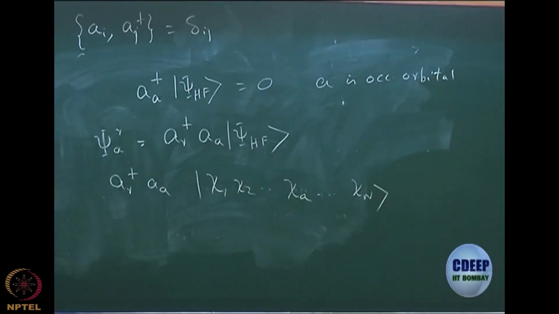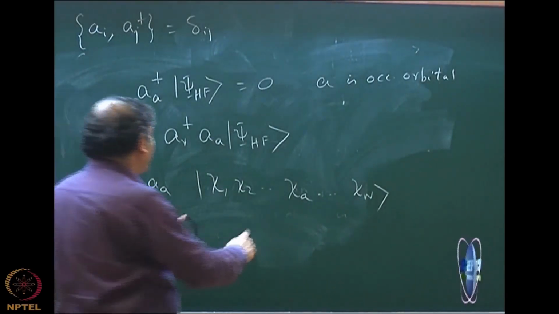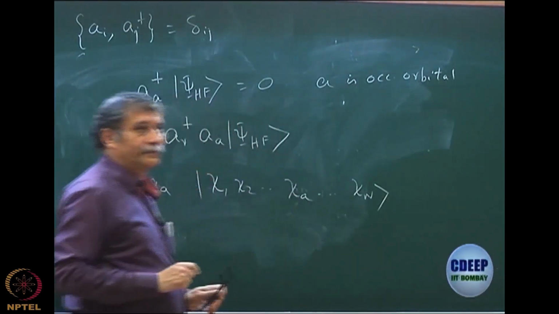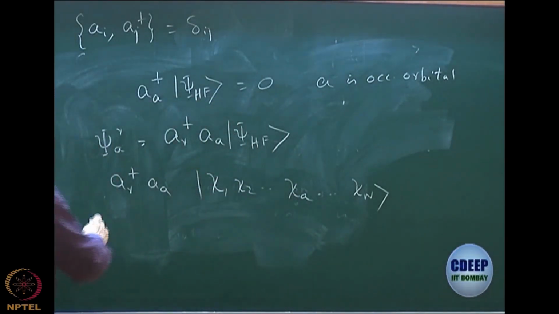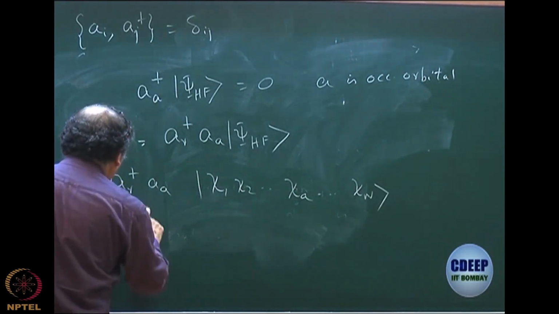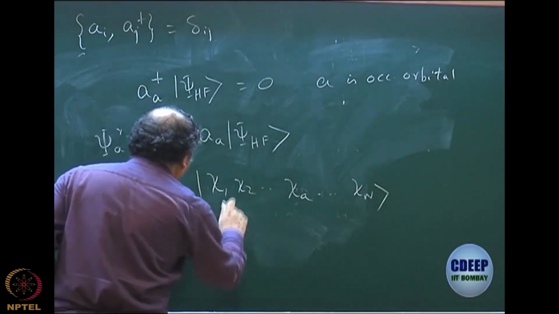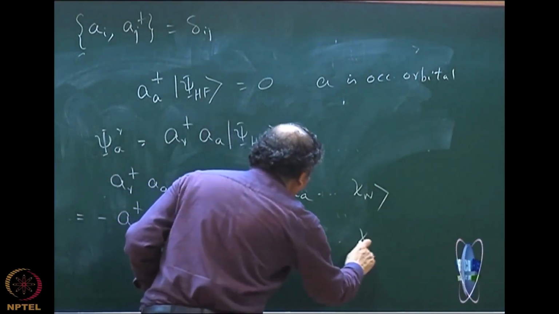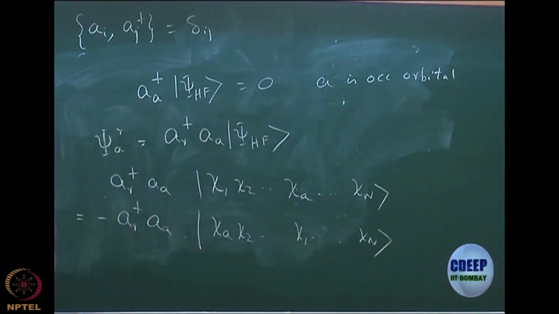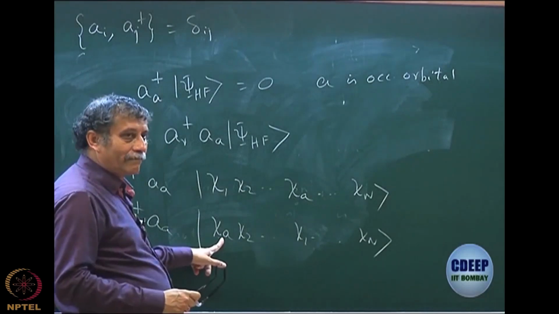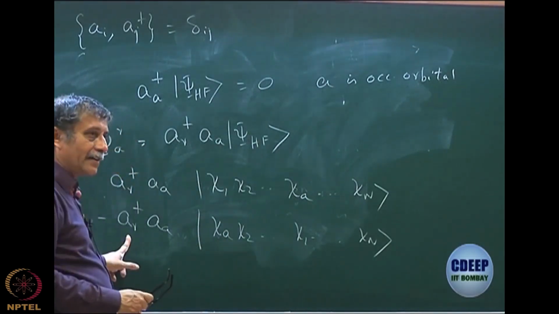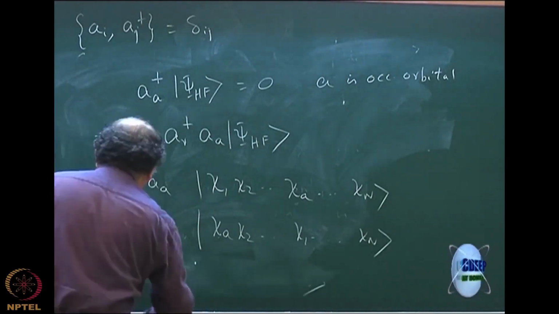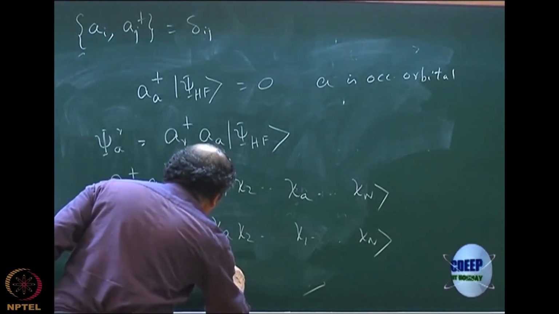Okay. So, before I do this, I use my trick. I interchange chi 1 and chi A, just one interchange. So, this becomes minus a R dagger a A, and this becomes chi A, chi 2, chi 1, chi n. Okay. Please do it very peacefully, because the algebra has to be very correct. Now, I can annihilate chi A, and then I can create chi R, a R dagger. So, I can very quickly write this as, so minus chi A will be replaced by chi R.